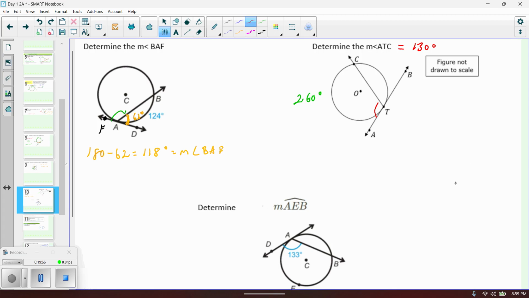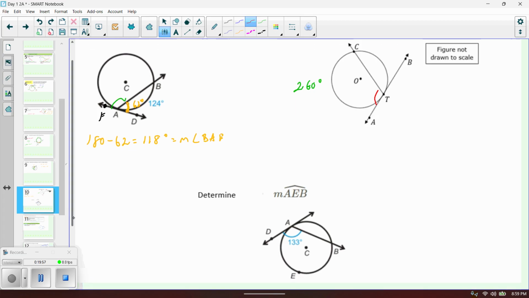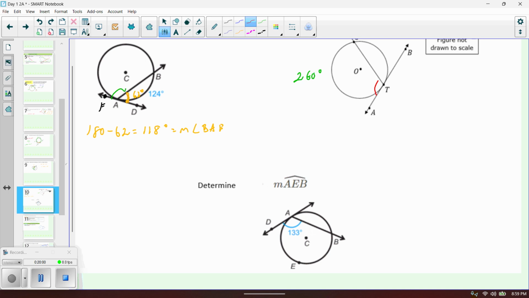And then the last one down here at the bottom, measure of arc AEB. So we're looking for something different. So we are looking for the measure of the arc between A, E, and B, which is this arc right here. So that's just going backwards. Well, they gave us the measure of the angle is 133, which means that instead of cutting the arc in half, we have the angle, so we're going to double it. So the measure of that arc should be double 133, which is 266 degrees.